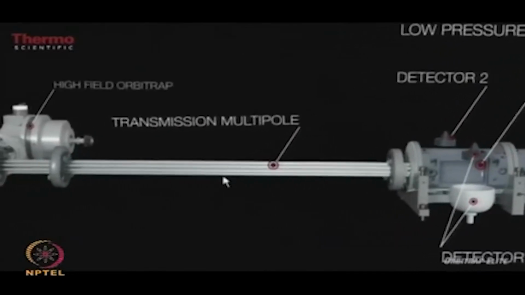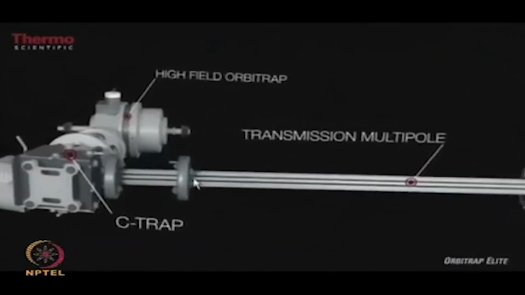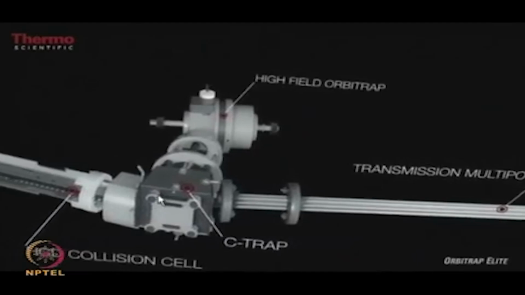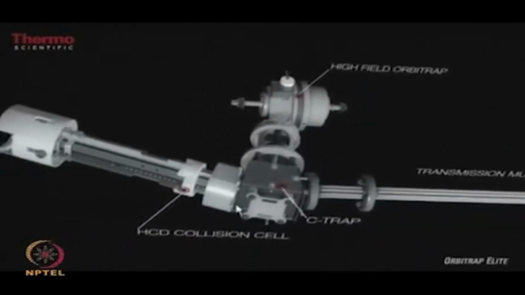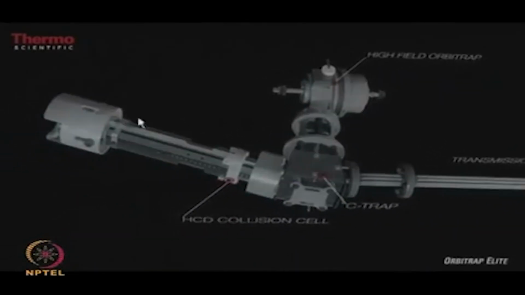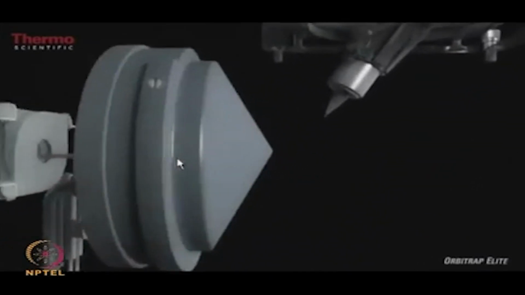From the linear trap it goes to the transfer optics. Then we have the C trap, which dynamically squeezes the ions into a packet and allows those ions to go into the high field Orbitrap. Then you have the HCD cell.